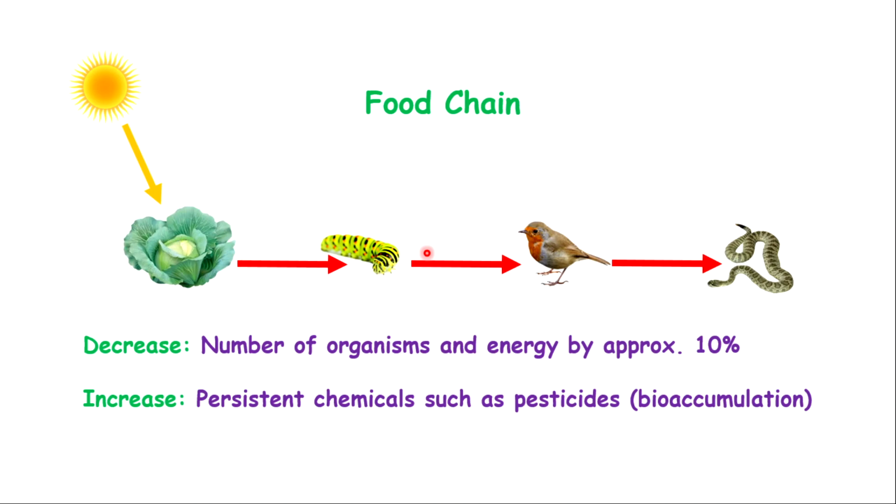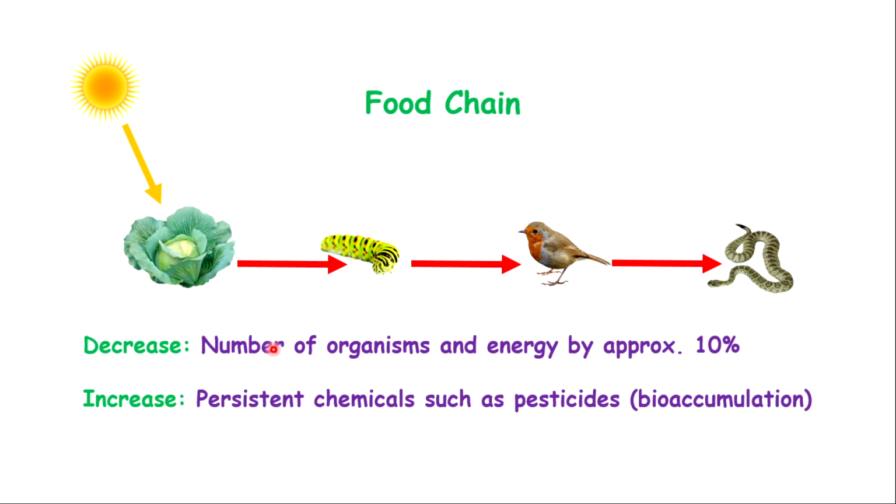Now additionally, and bear with me now, folks, you should remember that there are certain things that are decreasing in the food chain, and there are certain things that are increasing in the food chain, and let's look at them. Going up from the cabbage, the number of organisms will decrease, and also the energy by approximately 10%. Let's look at the number of organisms and why this is so.